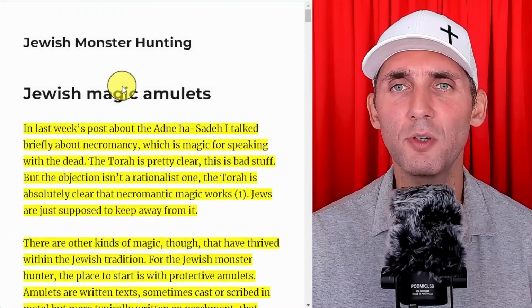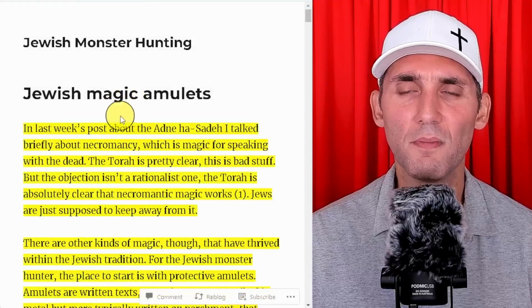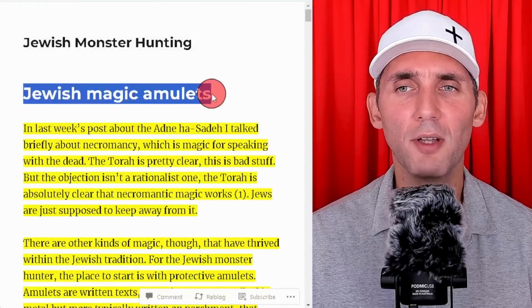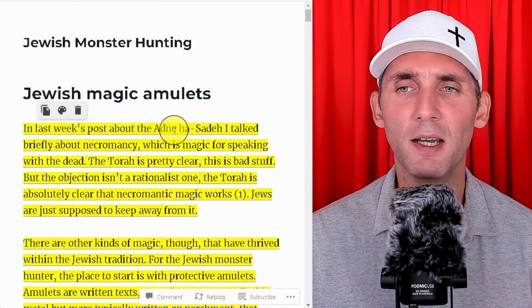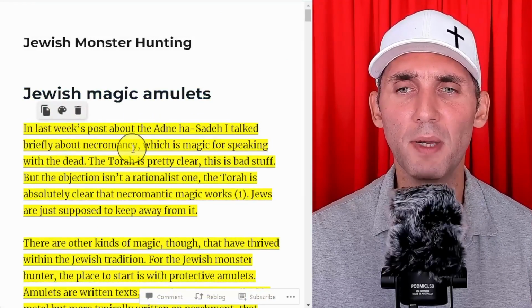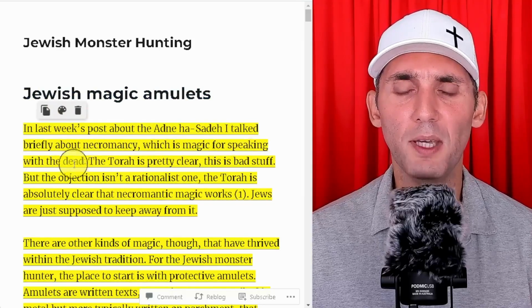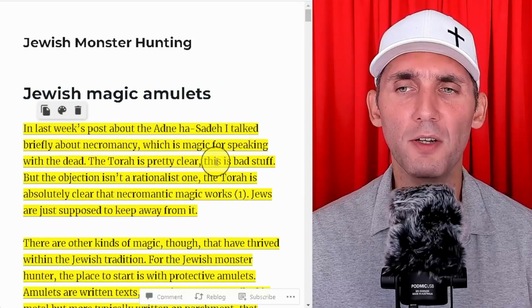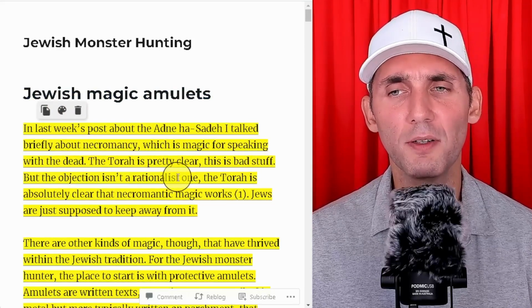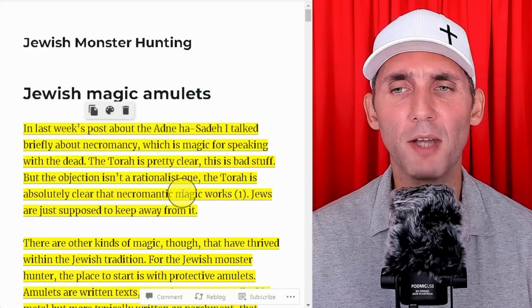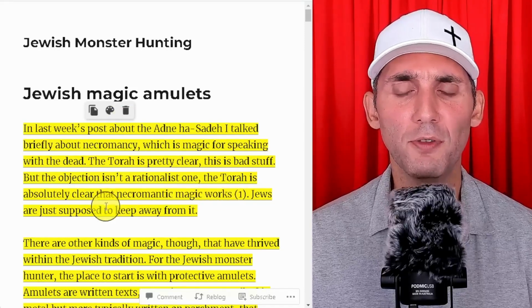This is from jewishmonsterhunting.com. Jewish magical amulets. Let's see. In last week's post about Adneha Sade, I talked briefly about necromancy, which is magic for speaking with the dead. The Torah is pretty clear. This is bad stuff. But the objection isn't a rationalist one. The Torah is absolutely clear that necromantic magic works. Jews are just supposed to keep away from it.